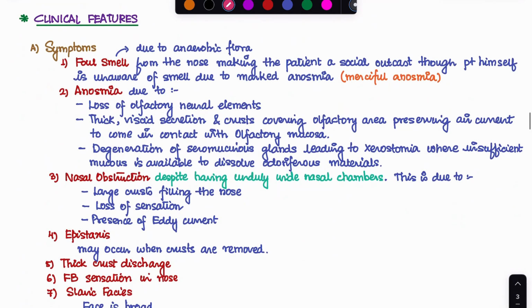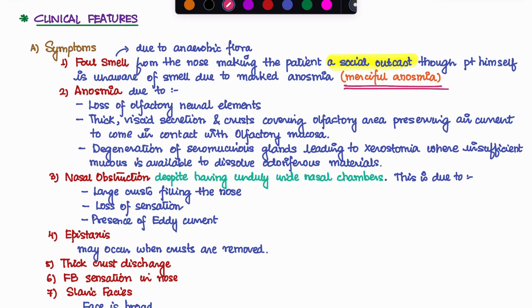Next, let's briefly discuss the clinical features. First, coming to symptoms, the patient usually comes to you with number 1, a foul smell coming from the nose. However, this foul smell is actually not noted by the patient himself. The people around the patient usually complain of the foul smell coming from the nose, and this makes the patient a social outcast. This very important condition is termed merciful anosmia because the patient is not aware of the foul smell coming from his nose because of anosmia.